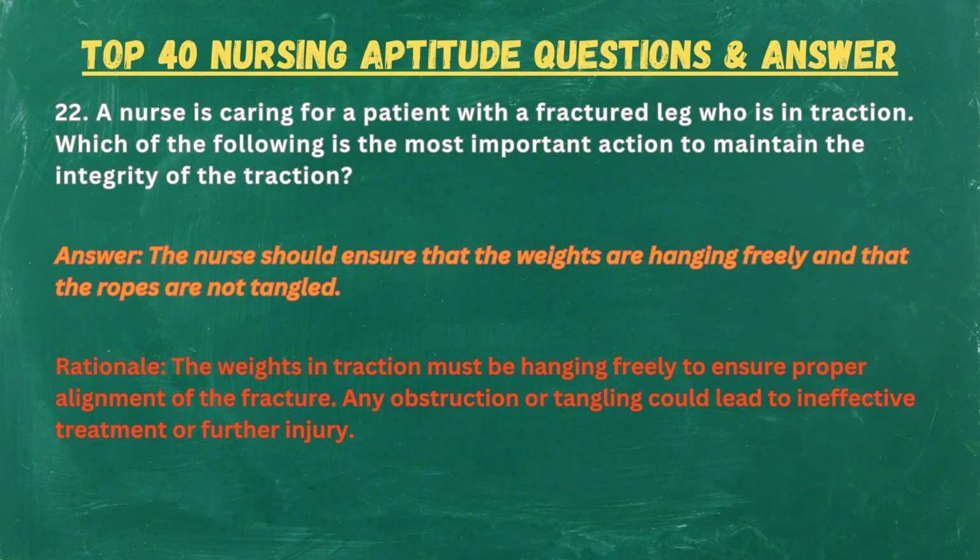22. A nurse is caring for a patient with a fractured leg who is in traction. Which of the following is the most important action to maintain the integrity of the traction? Answer. The nurse should ensure that the weights are hanging freely and that the ropes are not tangled. Rationale. The weights in traction must be hanging freely to ensure proper alignment of the fracture. Any obstruction or tangling could lead to ineffective treatment or further injury.